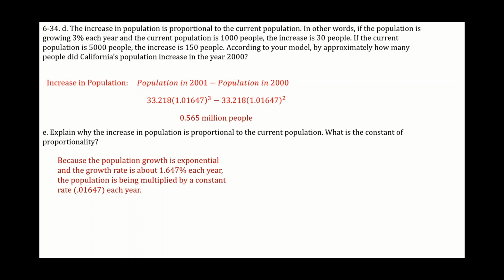So in the previous example, I was adding 0.565 million people to my current population. And that I found by subtracting the populations using my exponential model. But you could have also just taken the population in 2000 and multiplied it by 0.01647 and got the increase in the population by doing it that way. So yes, it is proportional. The constant of proportionality for the increase is just 0.01647 in my case.